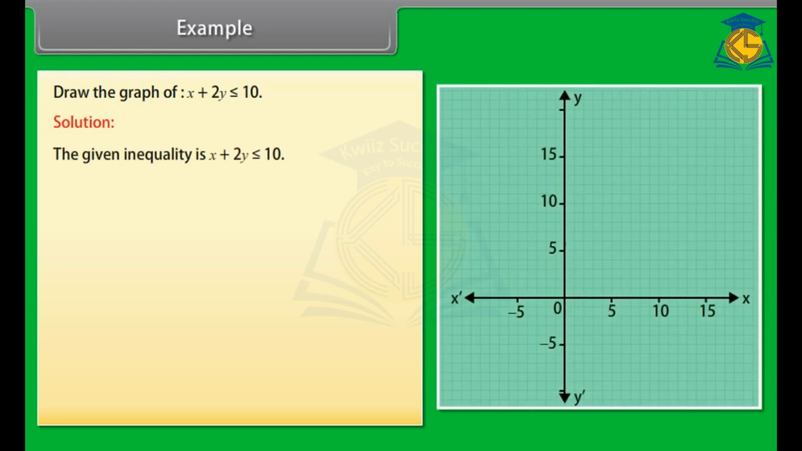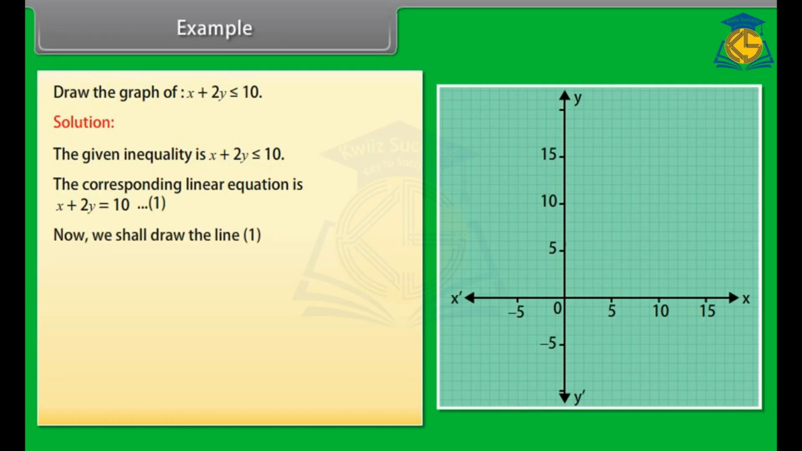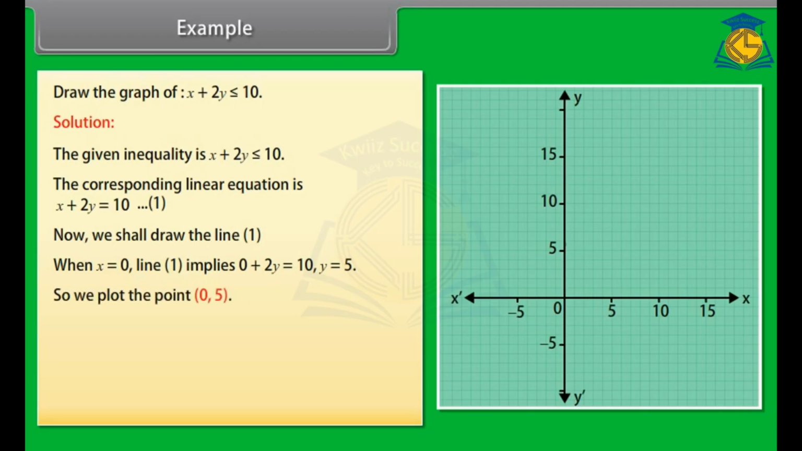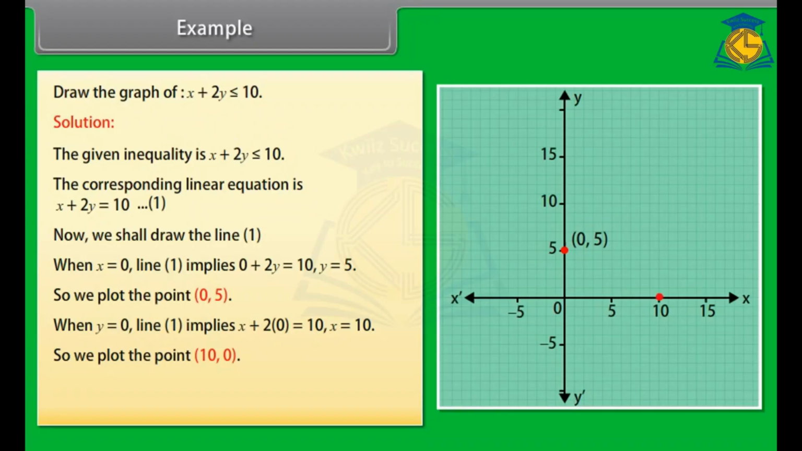Solution: the given inequality is x plus 2y less than or equal to 10. The corresponding linear equation is x plus 2y is equal to 10. Name it as line 1. Now we shall draw the line 1. When x is equal to 0, line 1 implies 0 plus 2y is equal to 10, y is equal to 5. So we plot the point (0, 5). When y is equal to 0, line 1 implies x plus 2 into 0 is equal to 10, x is equal to 10. So we plot the point (10, 0).